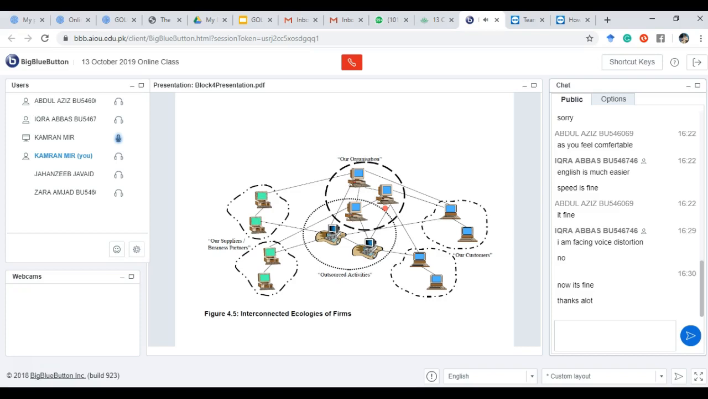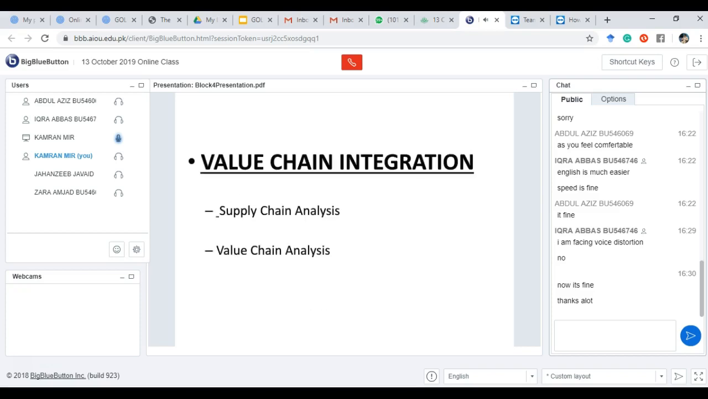Now I think that was all about the brief history of information systems, which you will read in more detail when you go through the book. The whole idea was to give you an overview, so that you have an idea of how the systems are working and where they are now. I'll move forward now to the next topic, which is called value chain integration. In it you're going to be studying two things: supply chain analysis and value chain analysis.